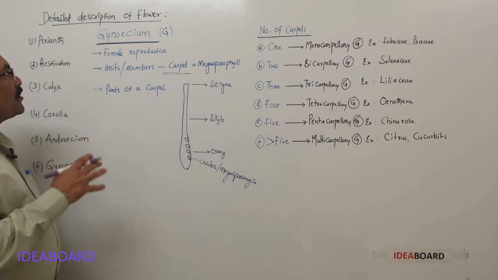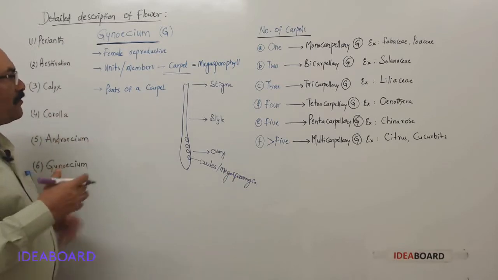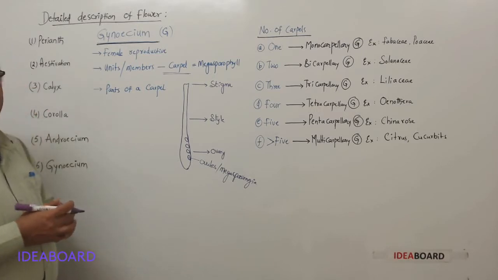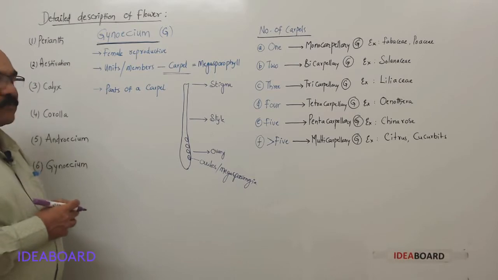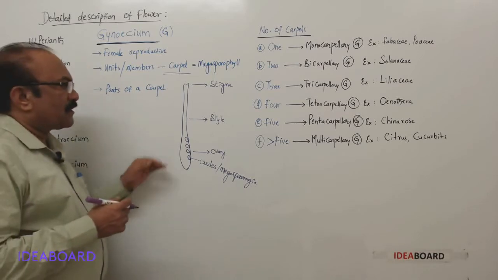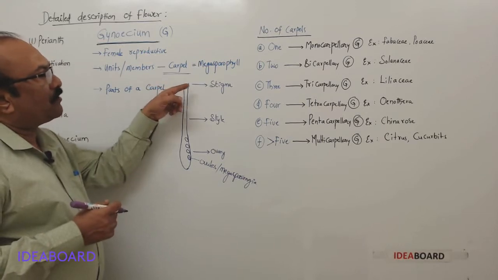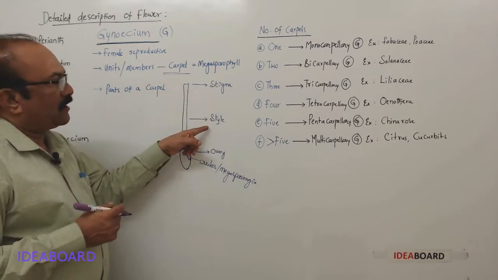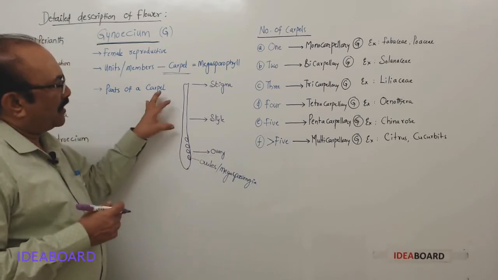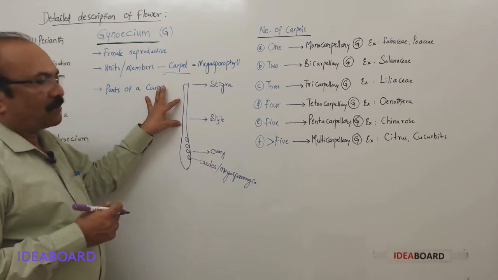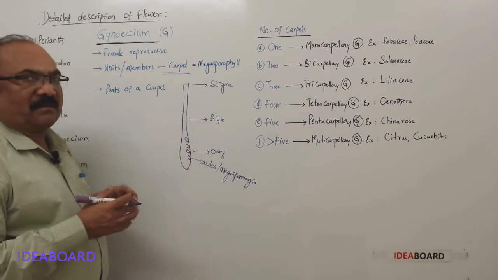So the gynoecium is composed of carpels. And what are the parts you will find in a carpel? When you take one carpel, the carpel will show three parts. The upper part is called stigma, and the lower bulbous part is called ovary, and the tubular portion that connects the stigma with the ovary is called style.